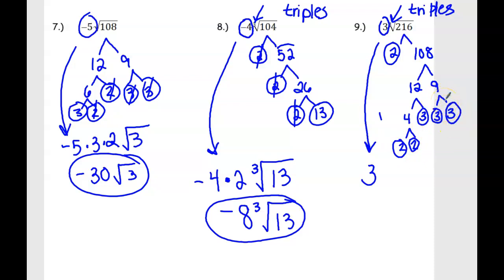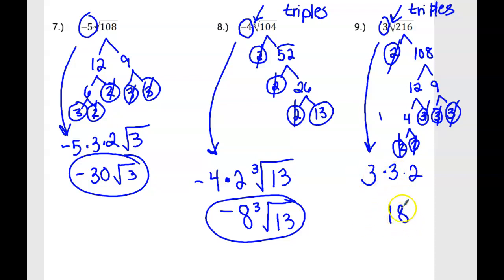Okay, so now, again, I'm looking for my triples. So I've got triple 3s right here, 1, 2, 3. And then I've got triple 2s. Yep, there's one up there, 1, 2, 3. Okay, now notice I don't have any prime numbers left, so there's nothing left for the radicand. So I'm just going to multiply 3 times 3 times 2, and when I do that, I get 18.